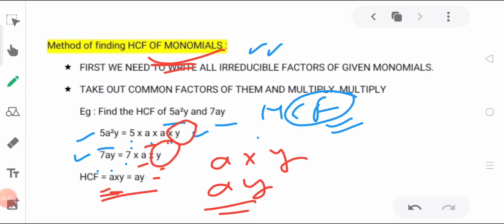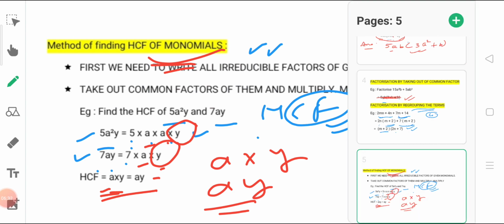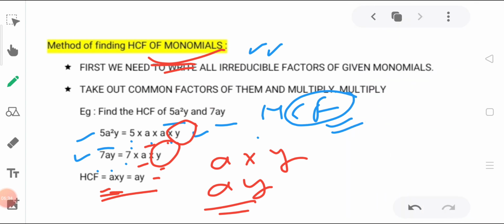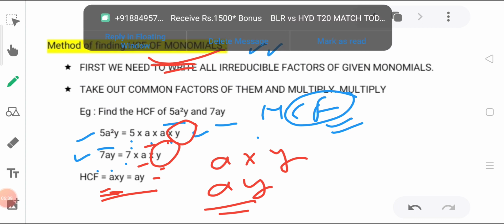I hope that you people have got how to do these questions. So here is the ending of the class, and I hope that you have got how to find out the HCF and many more things.